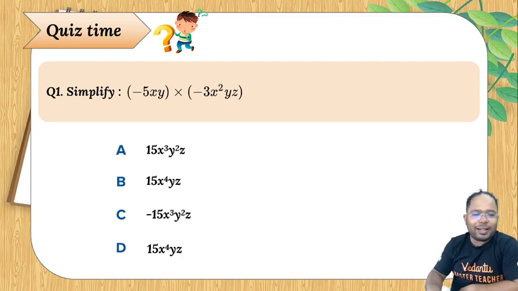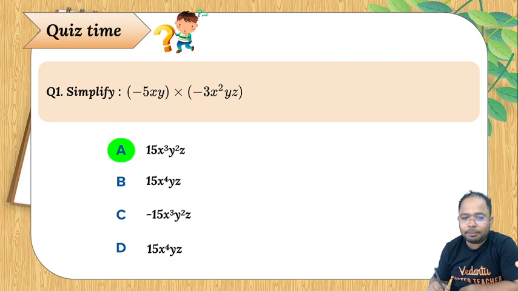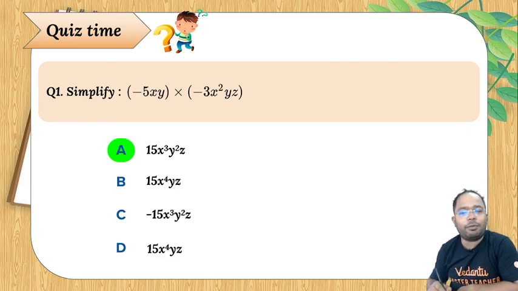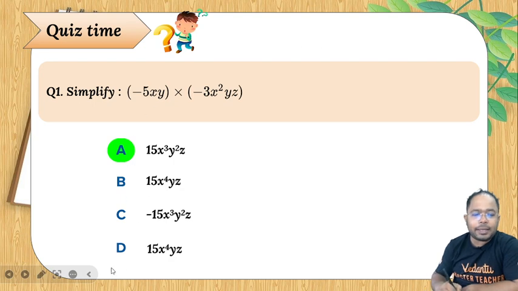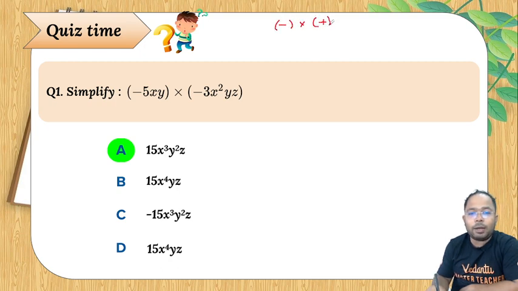All right, so let's look into the answers. Yes, the first one is the correct one. Minus 5xy into minus 3x square yz, when it gets multiplied, gives you 15x cube y square z. So in such multiplication, what we have to keep in mind is basically the signs. When we have a minus into plus, two opposite signs, we always get a negative. Either a minus into plus or a plus into minus, we always get a negative.